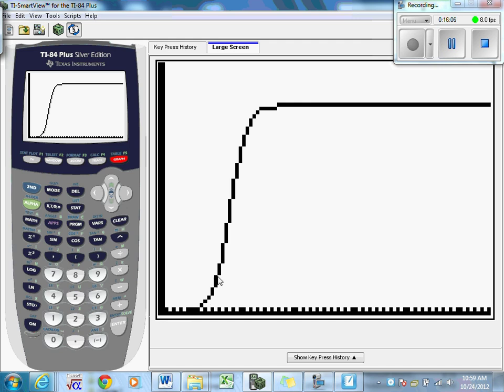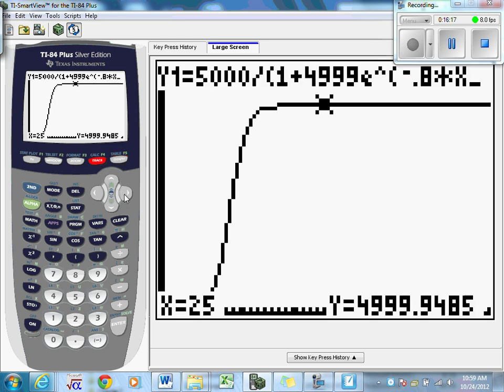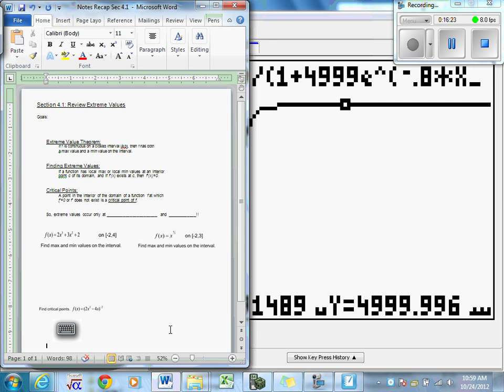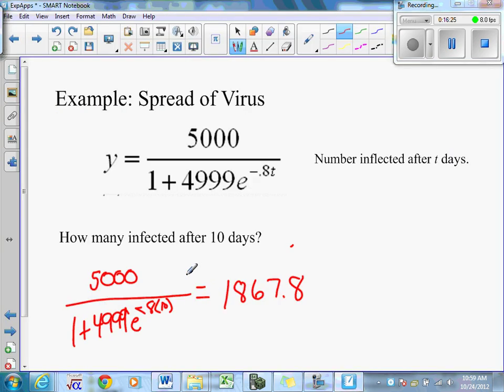It ramps up. It gets to about this point and then slowly starts to level off. And you can see it levels off. To figure out what that value is, if we hit trace, you can see we level off really close to 5,000. So if this is infection, we can see that, if you think of the graph, it starts off more and more people are getting infected, and then it levels off because most people have the virus.